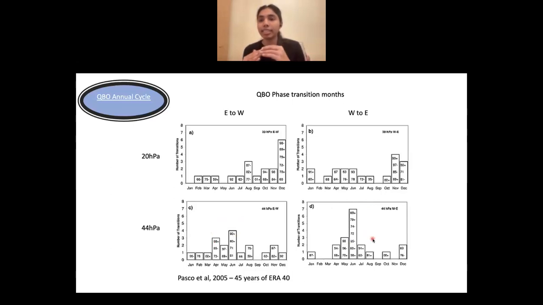Another thing here is the stalling that can occur due to the Brewer-Dobson circulation. Whenever the BDC is weaker, it helps to give the transition from westerly to easterly in those months, and that's why we are seeing this May, June, July preference at 44 hectopascal. So this suggests that QBO has an annual variability going on within it.